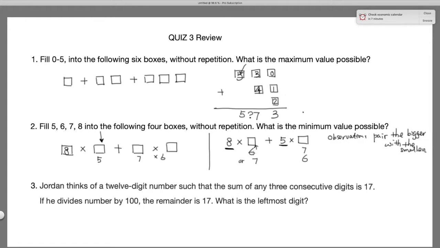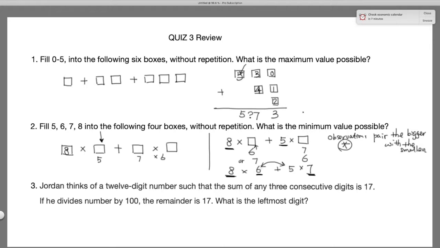Right? So you put 8 with 6 and 5 with 7. Okay? But this observation can again be used. If I already have 8 times 6 plus 5 times 7, now, assuming that 8 and 7 are fixed, I'm going to determine whether I need to switch this 5 or 6 or not by using the same observation.